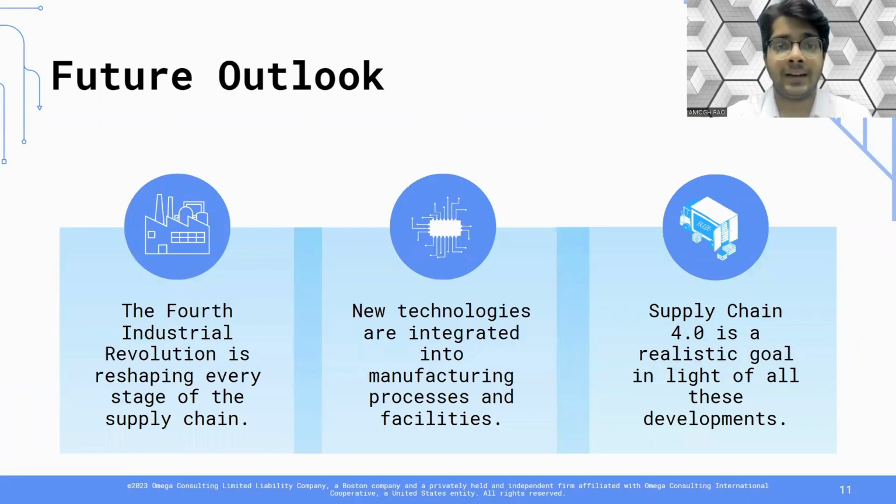And finally, coming to the future outlook of a digital supply chain, the fourth industrial revolution is reshaping every stage of the supply chain. New technologies are being integrated into manufacturing processes and facilities. And by this, we can say that supply chain 4.0 is a realistic goal in the light of all these developments.